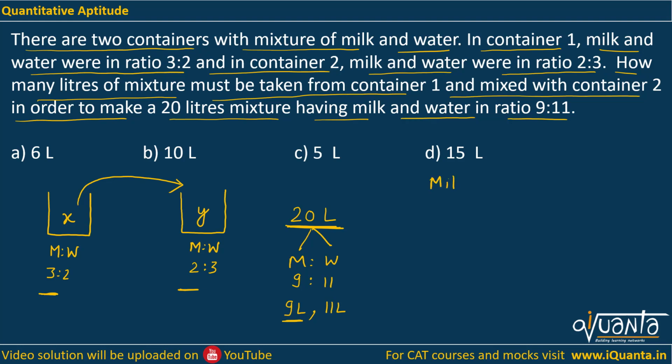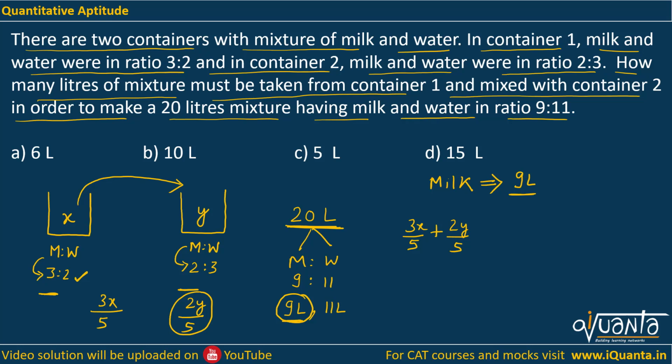So if I deal with milk only at first, the total milk that I should get in the end should be 9 liters. So this 9-liter milk should be the sum of milk taken from container 1 and container 2. In container 1, milk corresponds to ratio 3, so it will be 3x by the total ratio, which is 5, that is 3 plus 2. So milk in container 1 will be 3x by 5. Then this is put into container 2. So milk in container 2 will be 2y by 5, because milk in container 2 corresponds to ratio 2. So 3x by 5 plus 2y by 5, this is the total milk that we'll get at last, and this total should be equal to 9 liters. So this is one equation that we get.